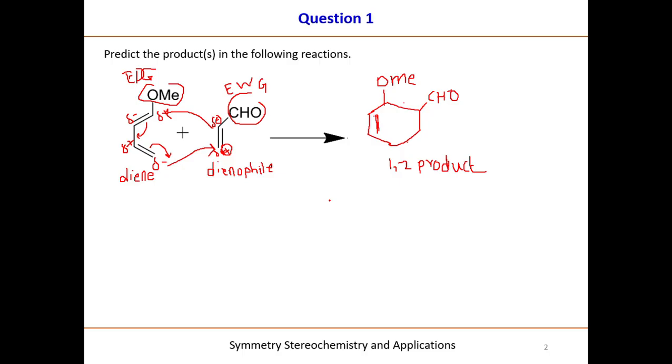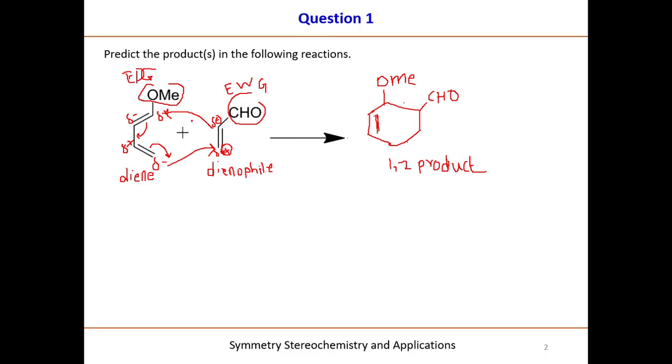So the first question was an example of a 4 plus 2 cycloaddition reaction, which is also called the Diels-Alder reaction. We have done the Diels-Alder reaction by assigning the charges on carbon atoms. Here in a Diels-Alder reaction, 2 new sigma bond formation is taking place along with the breaking of 3 pi bonds, and making of 1 new pi bond over here.